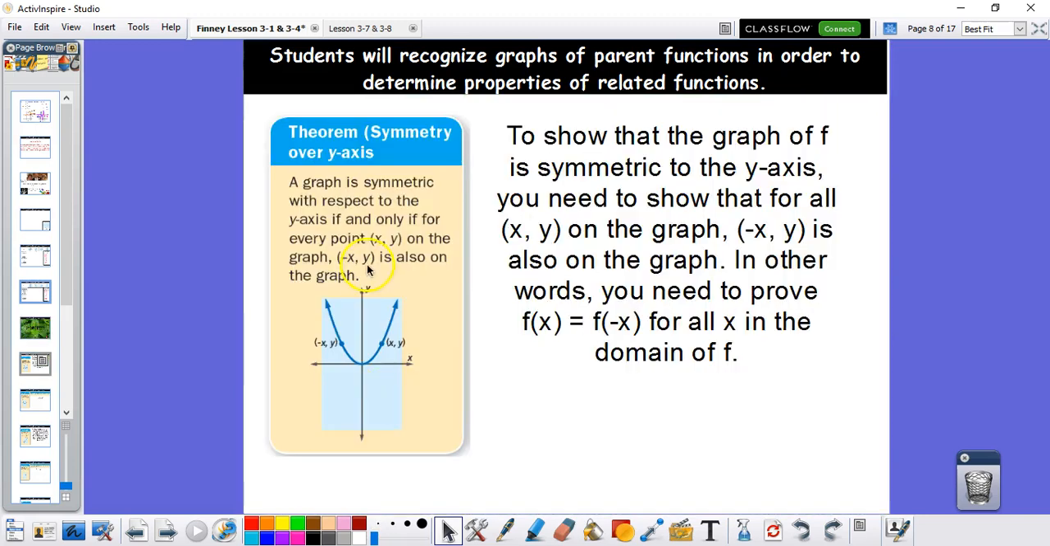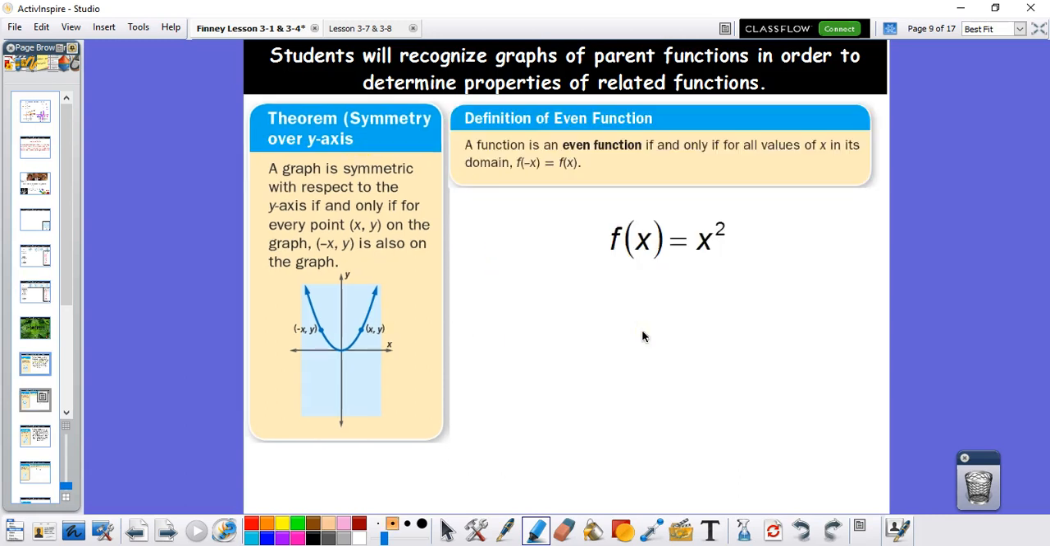If it's symmetric to the y-axis, it's something we call even. Now, this we actually talked about in that slideshow that Mr. Rankin made. This definition is for an even function. Symmetric over the y-axis, this is what it needs to be: (x, y) on the graph and (negative x, y) on the graph. If you need to prove it, then you plug in the opposite of x and see if you get the same thing that regular x stands for. That makes it an even function.